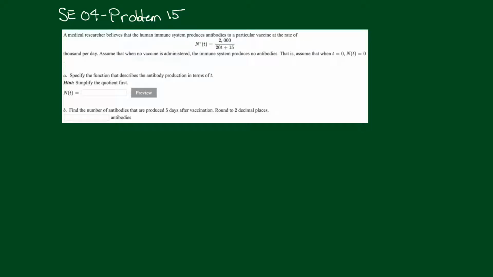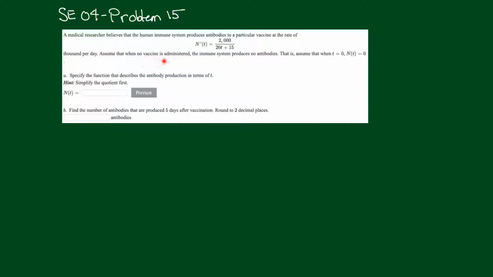Let's see what's going on here. We've got a medical researcher who believes that the human immune system produces antibodies to a particular vaccine at a rate given by this function here. All right, so it's a rate because it's a derivative, thousands per day. Produces antibodies at this rate, thousands per day.